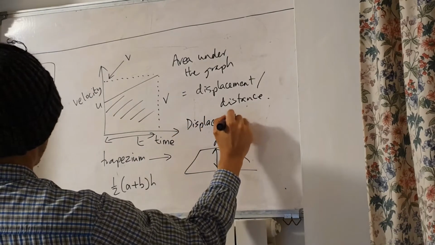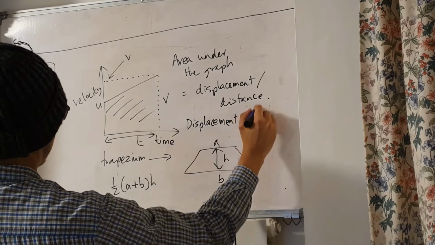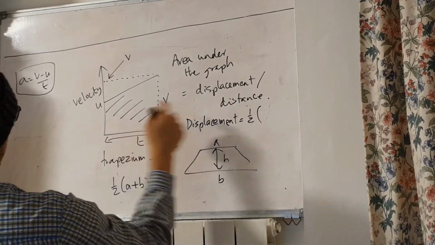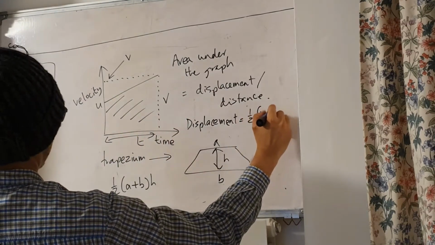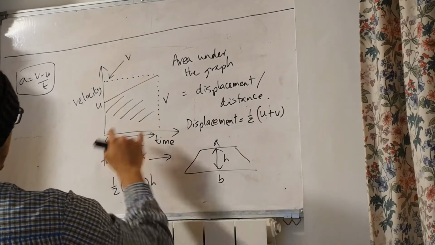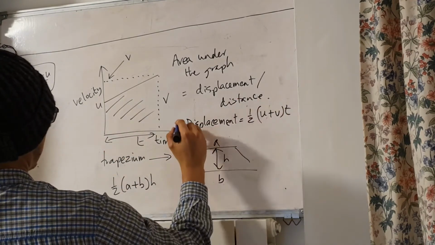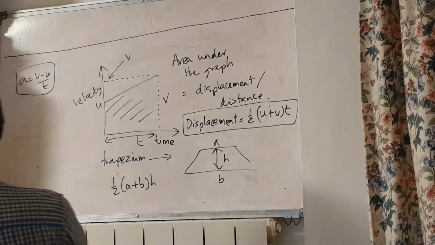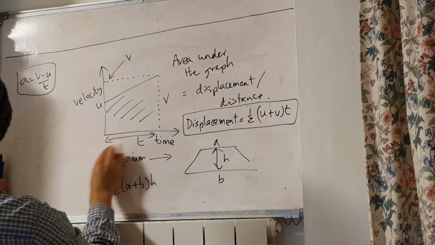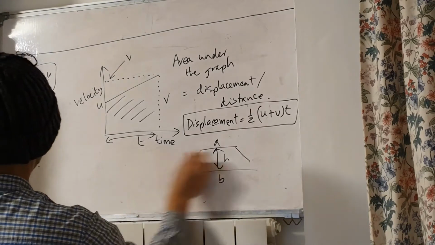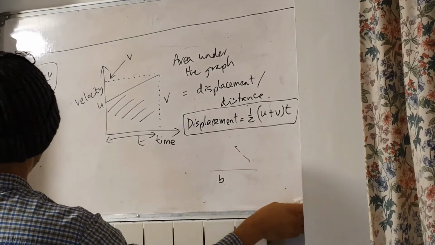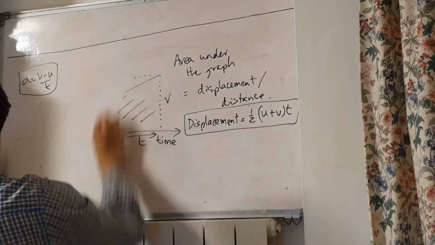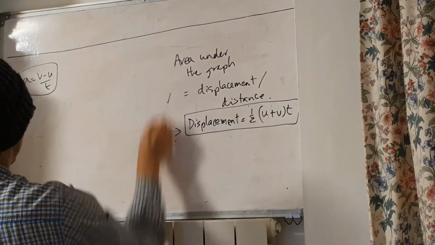So let me just write this down. The displacement is equal to half open brackets u plus v close brackets h, and in this case h is t. So displacement is equal to half u plus v times t. Let me just rub that out and then put the equation on the left hand side. So now you've got two equations, one for acceleration and one for displacement.